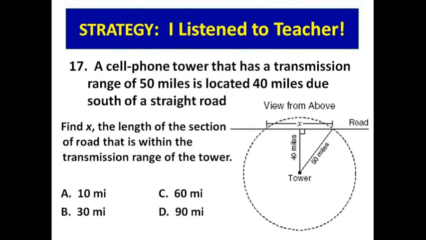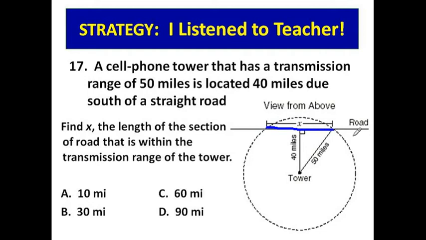Okay, a cell phone tower has a transmission range of 50 miles. A cell phone tower that has a transmission range of 50 miles is located 40 miles due south of a straight road. Do you see this picture right here? That means that the radius of the circle is 50 miles and it's located 40 miles south of this road. It says find x, the length of the section of road that is within the transmission range of the tower. We want to know this total length all the way from here to here.